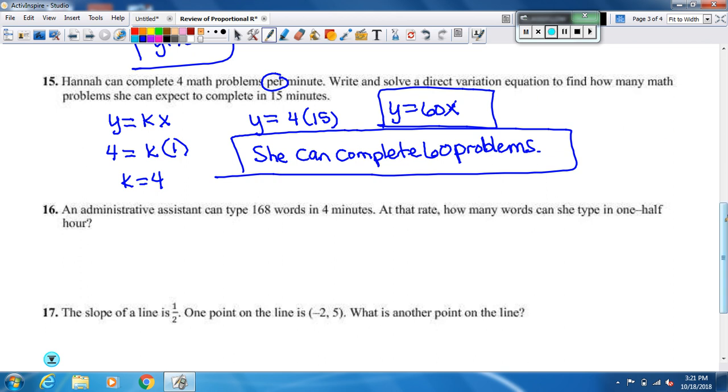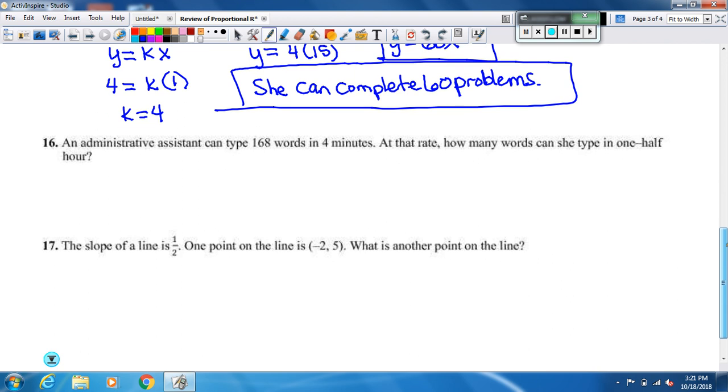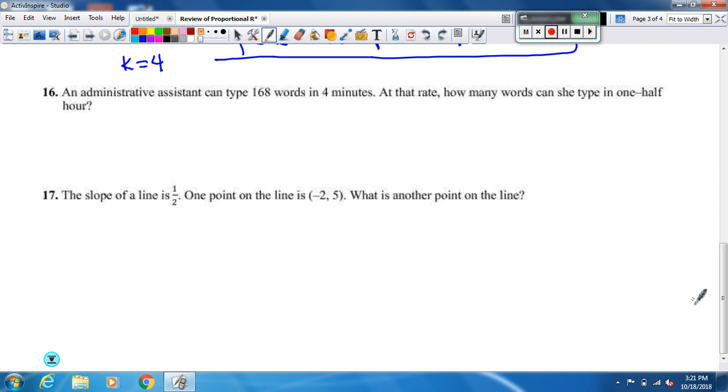Okay. So an administrative assistant can type 168 words in 4 minutes. At that rate, how many words can she type in half an hour? Okay, this one does not tell you necessarily that you have to write the direct variation equation, so you can actually set this up as proportions. We have words and minutes. So 168 words in 4 minutes. At that rate, how many words can she type? We don't know the words. In a half an hour. Half an hour is the same as 30 minutes.